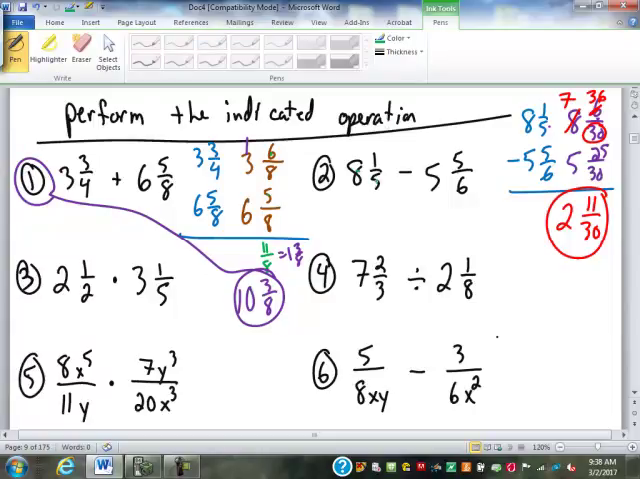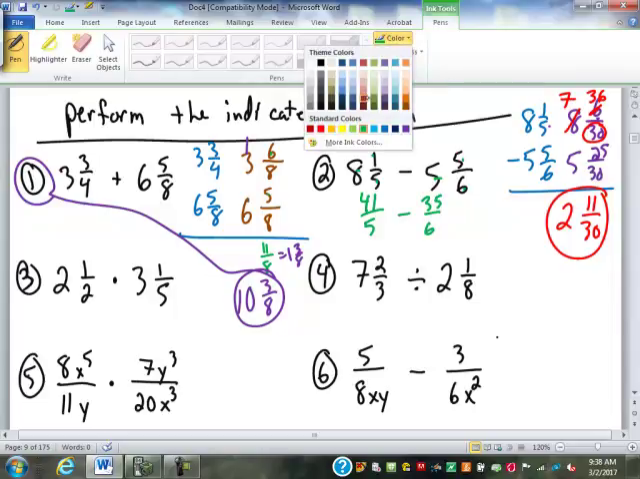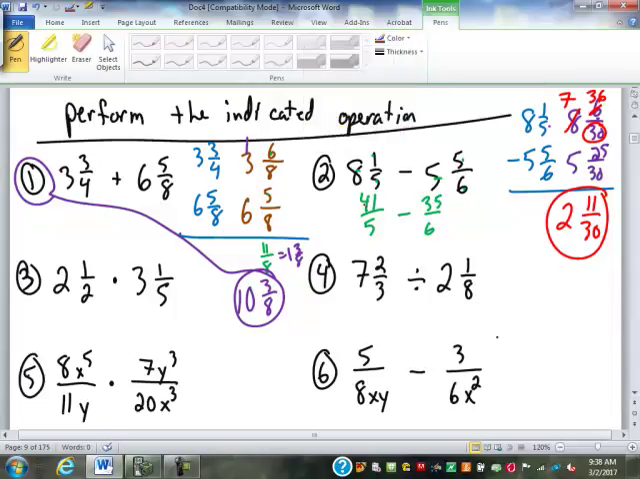Sure. So 8 times 5 is 40, plus 1 is 41/5. 5 times 6 is 30, plus 5 is 35/6. Common denominator is going to be 30. So this is going to be 41 times 6 is 246 over 30. 35 times 5 is 175 over 30. So 246 minus 175, of course it's going to be 30ths, is 71. And then 30 goes into 71 twice with 11 left over.